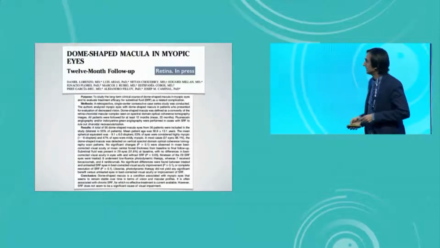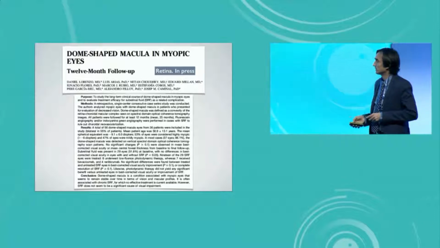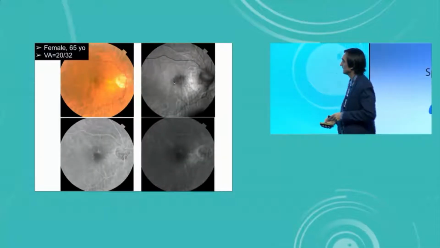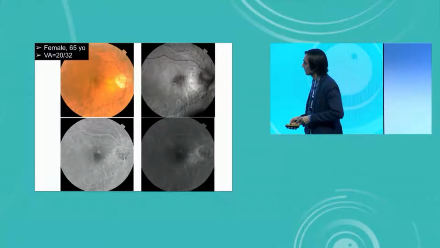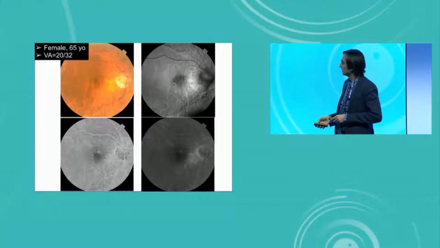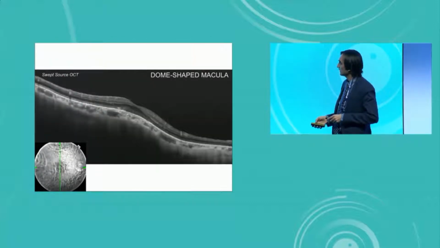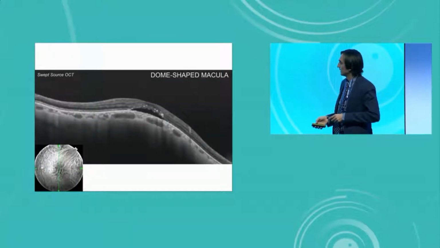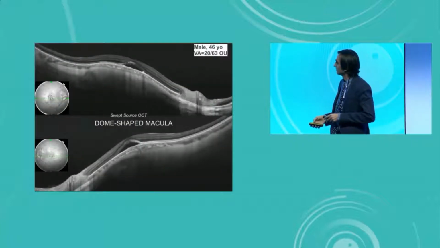And a lot has been said before about dome-shaped macula, but we know that this entity is relatively important and common in patients. We know that fluorescein angiography is not very good to follow these patients because we don't have a lot of information. And with the SS-OCT, we have the typical findings that have been explained very well before. I'm not going to go into detail with that.